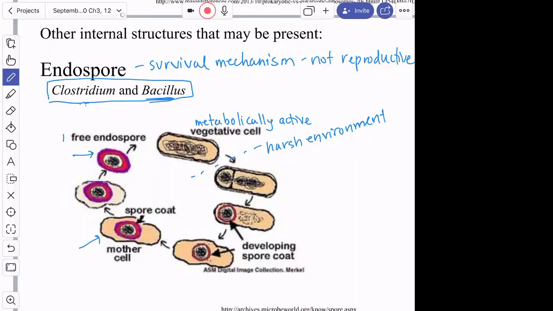Again, this is very rare in the bacterial world. There's 20-some genes that are all necessary for the cell to be able to go through this spore forming process. And incidentally, these are both gram-positive organisms, big gram-positive rods.